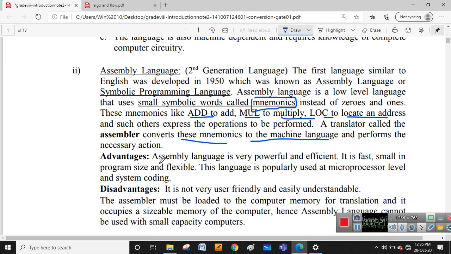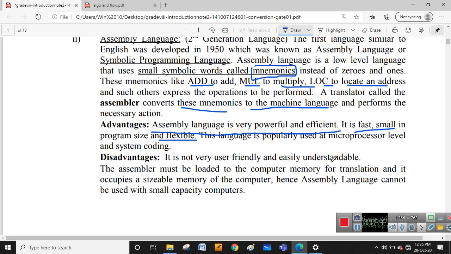Then what are the advantages of this language? The advantage of assembly language is that it is very powerful and efficient, very fast, small in program size, and flexible. This language is popularly used at microprocessor level, mainly for system coding and system settings. The disadvantage is that it is not very user friendly and not easily understandable. It is a bit hard because of the syntax, rules and regulations.